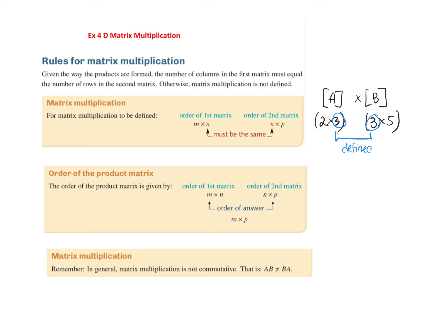And then the order of the answer will be a 2 by 5. So that's what we practiced yesterday, yeah? So we now know what our answers will look like when we actually do the multiplication. All right, so that's what we're going to do now today. We're actually going to multiply and find the actual answer.